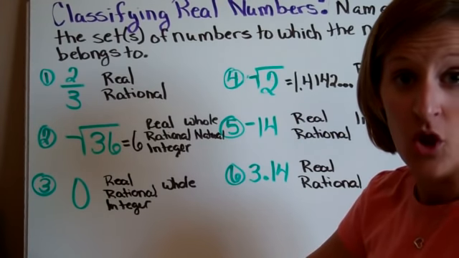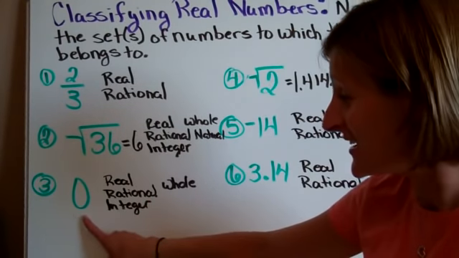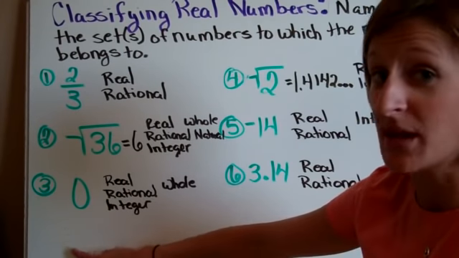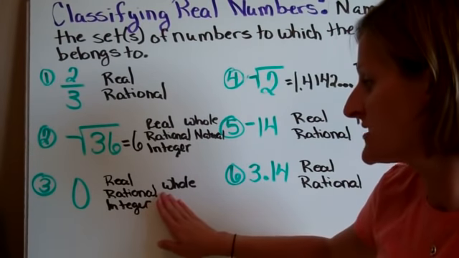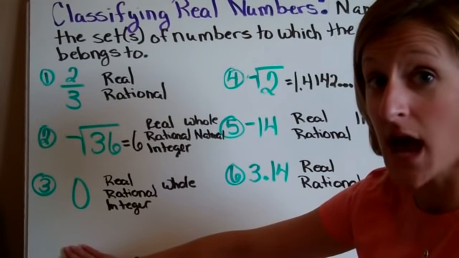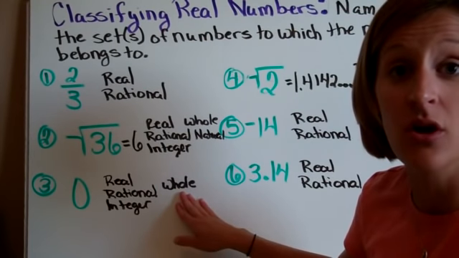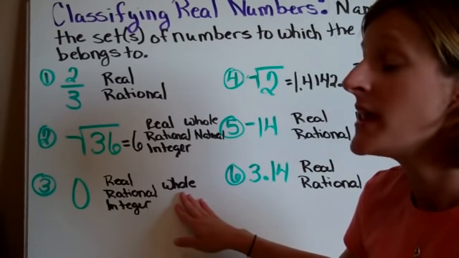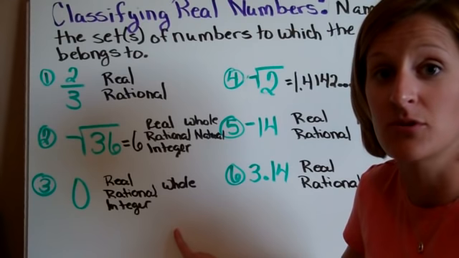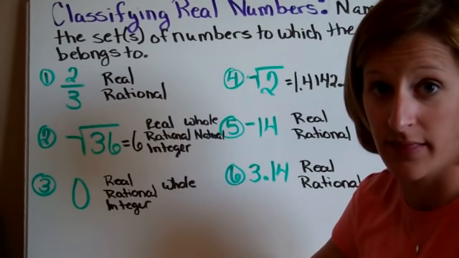Looking at 0. 0 is real. We also know it's a rational number, because in a fraction it would be 0/1, 0/2, something like that, so it's 0. We know that's a fraction, so it's rational. It's an integer because it's a whole number or its opposite, including 0. And we also know it's a whole number because whole numbers are counting numbers and 0. Now, it's not a natural number, because the difference between whole and natural numbers is that natural numbers do not include 0. So since this is 0, we're not going to include it in that.